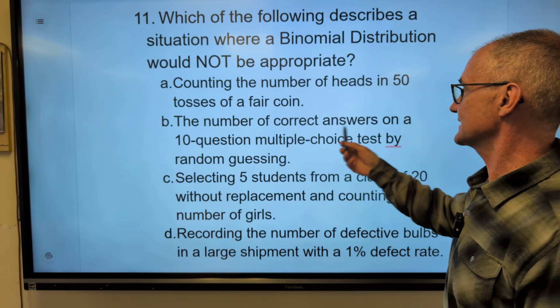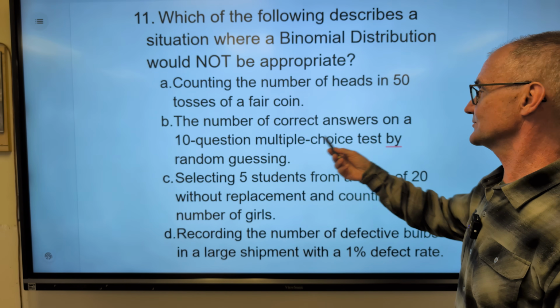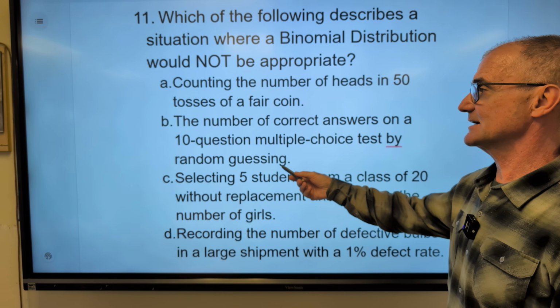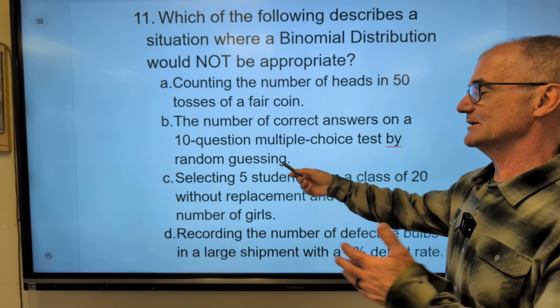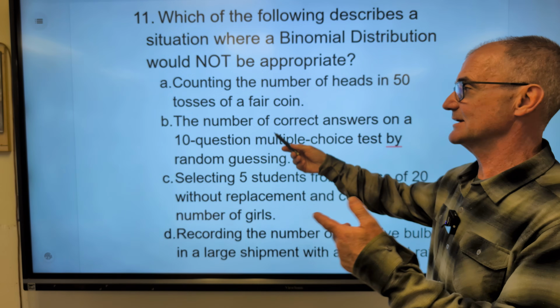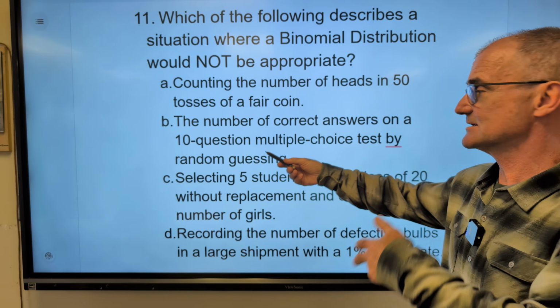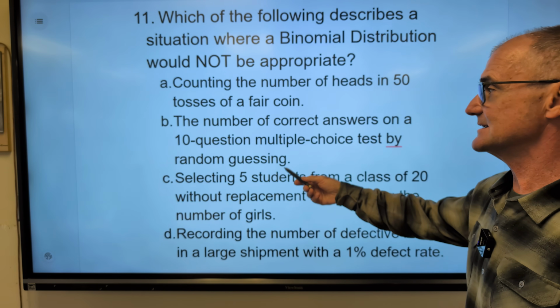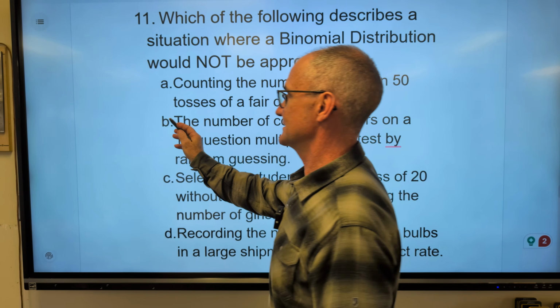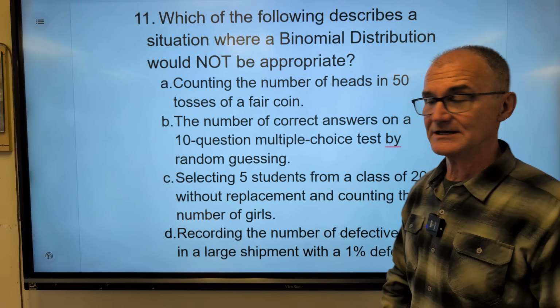The number of correct answers on a 10-question multiple choice test by random guessing. Well, there's not going to be 2 outcomes here. It could be answer A, answer B, kind of like this test, C or D. So this is not going to be binomial. So this one won't be it, but let's read the others.